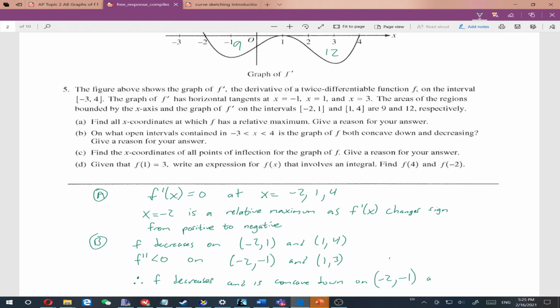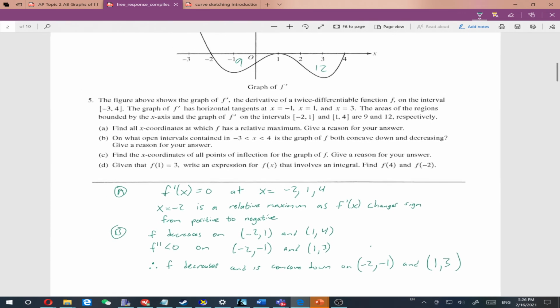I've got one more interval though, where both of these overlap. From 1 to 3. Okay, I can't go all the way to 4 because then we wouldn't be concave down. Awesome.